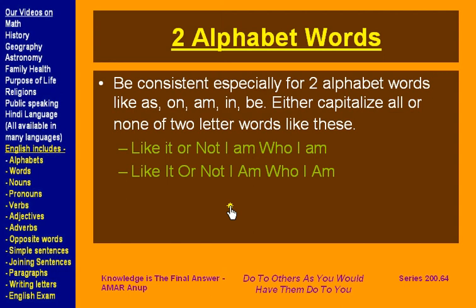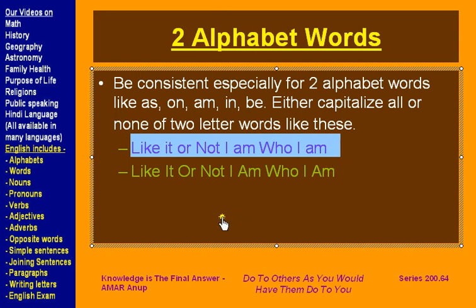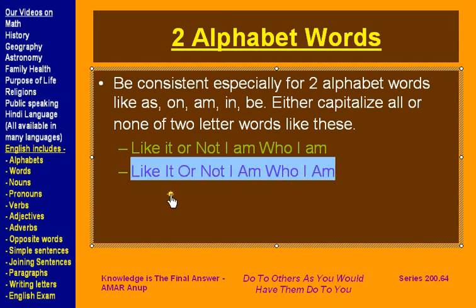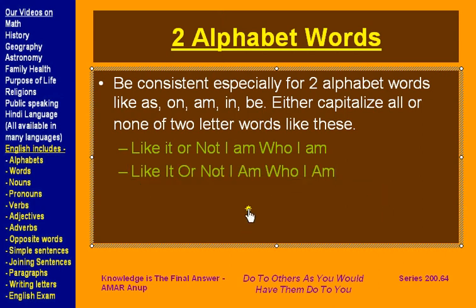This is what I was talking about previously, that two letter or two alphabet words like as, an, is, be are not capitalized, but if for any reason you have to capitalize, capitalize all or none. Here is an example where no two letter words are capitalized. Like it or not, I am who I am. See, the two letter words here are not capitalized. But if you have a book title or something and you write it like this, Like It or Not, I Am Who I Am, this is equally good, but there is consistency.